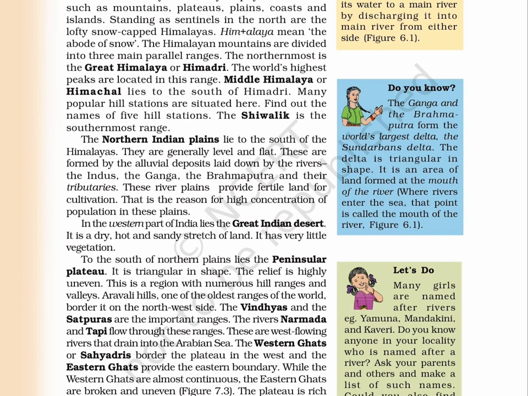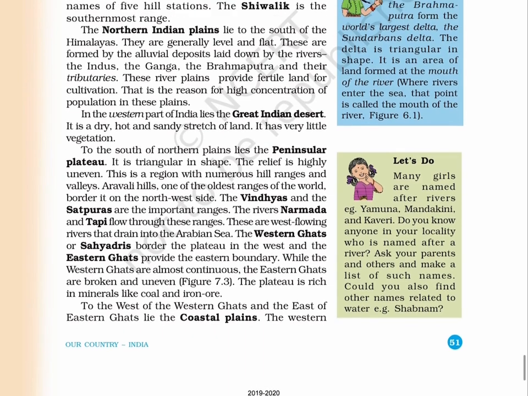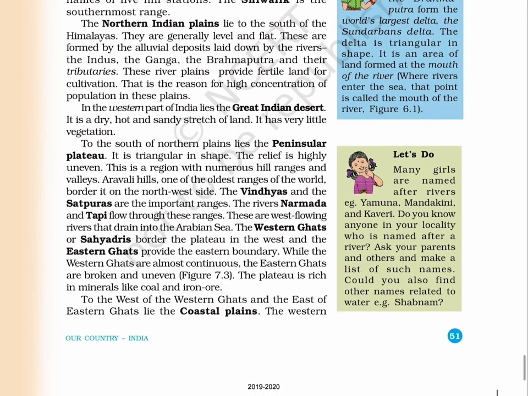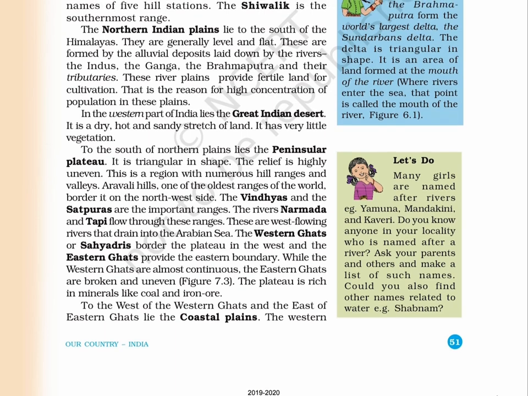In the western part of India lies the Great Indian Desert. It is a dry, hot, and sandy stretch of land. It has very little vegetation. To the south of northern plain lies the Peninsular Plateau. It is triangular in shape. The relief is highly uneven. This is a region with numerous hill ranges and valleys.